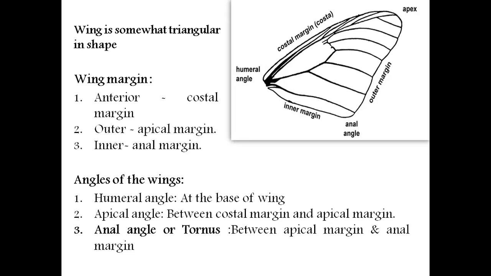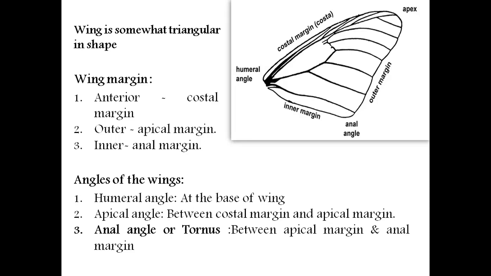Similarly, there are three angles present. The humeral angle is present at the base of the wing. The apical angle is present between the costal margin and the apical margin. Lastly, the anal angle, or torus, is present between the apical and the anal margin. These are the three angles and three margins present on the wings.